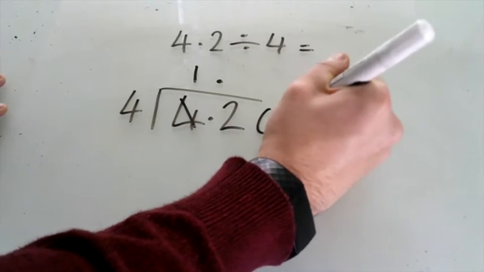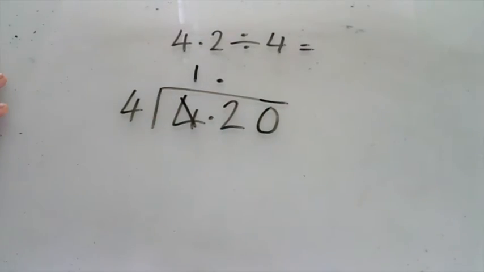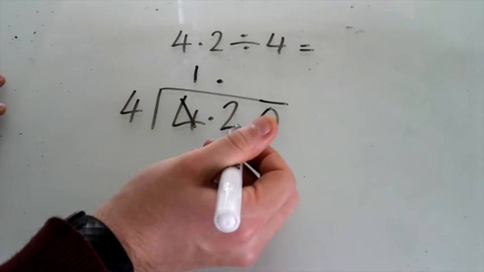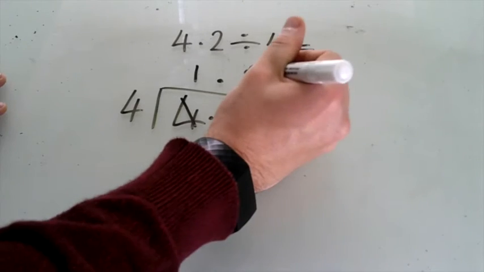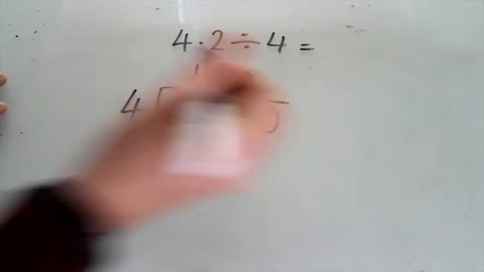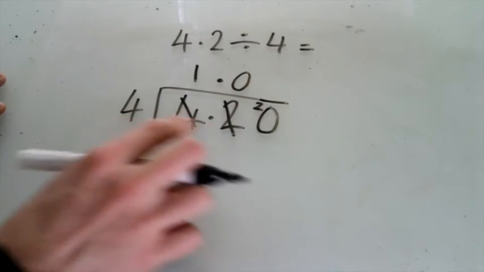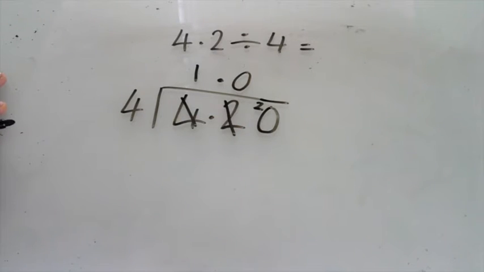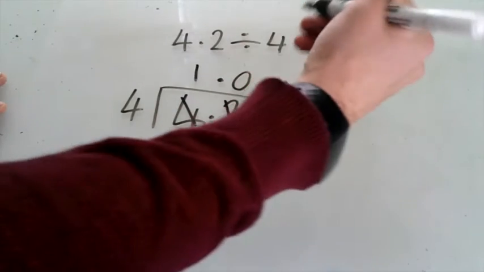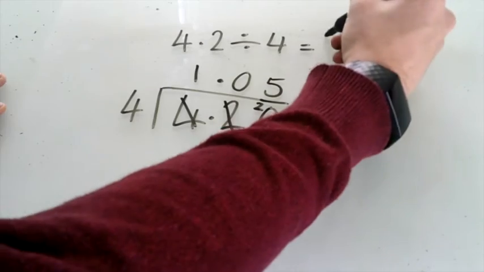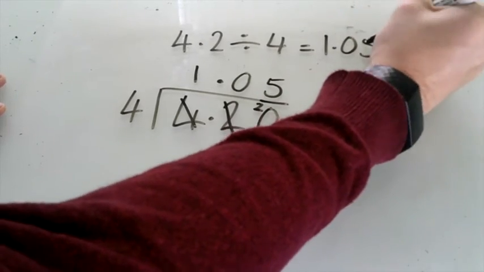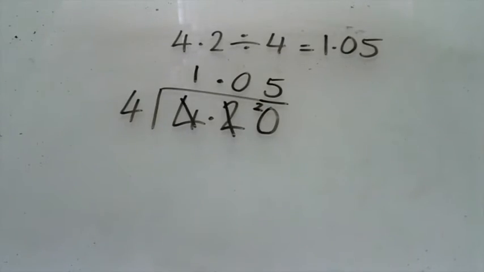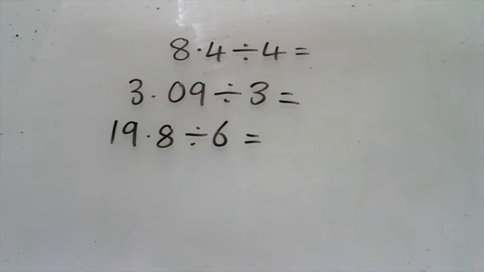So we need to put a 0 behind the 2. Because now we know that 4 doesn't go into 2, so we cross that out, put a 0 there, and carry the 2. Now how many 4's go into 20? 5. So that goes there, so it's 1.05.